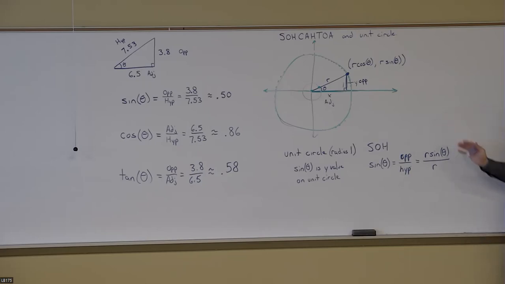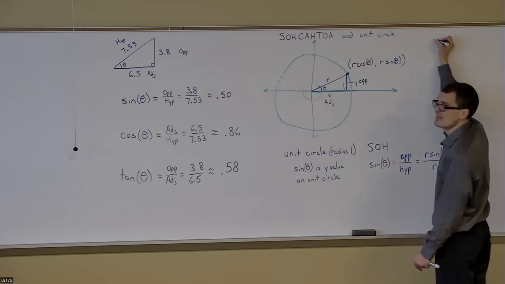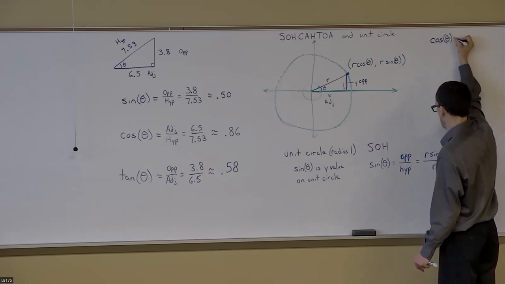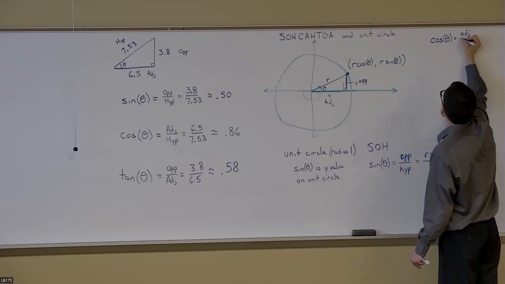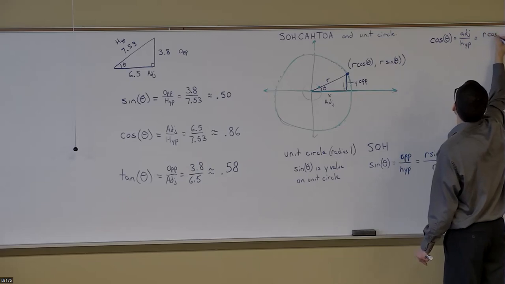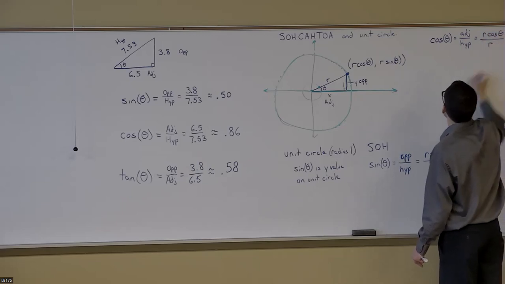And you can make the same connection with cosine. Cosine is the x value. And if I did opposite over hypotenuse for the sine, cosine would be adjacent over hypotenuse. It looked like r cosine theta over r. Right? So I'll write that real quick over here. Cosine theta equals adjacent over hypotenuse. That's r cosine theta over r.